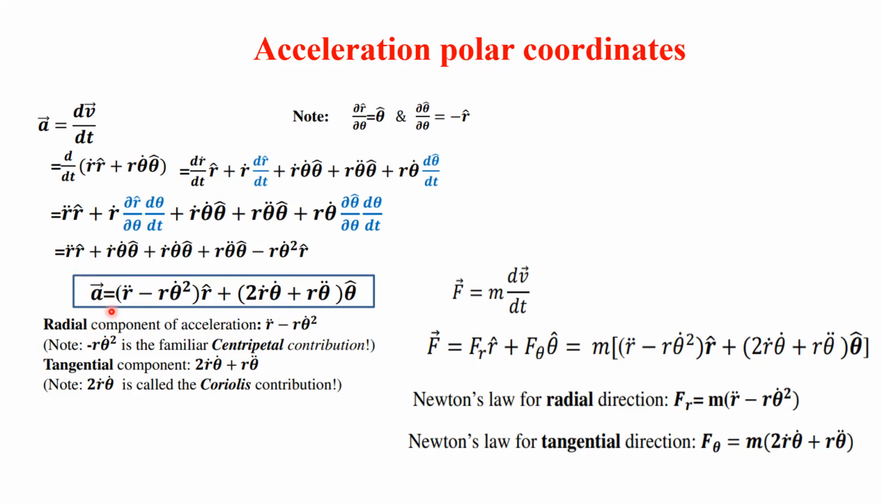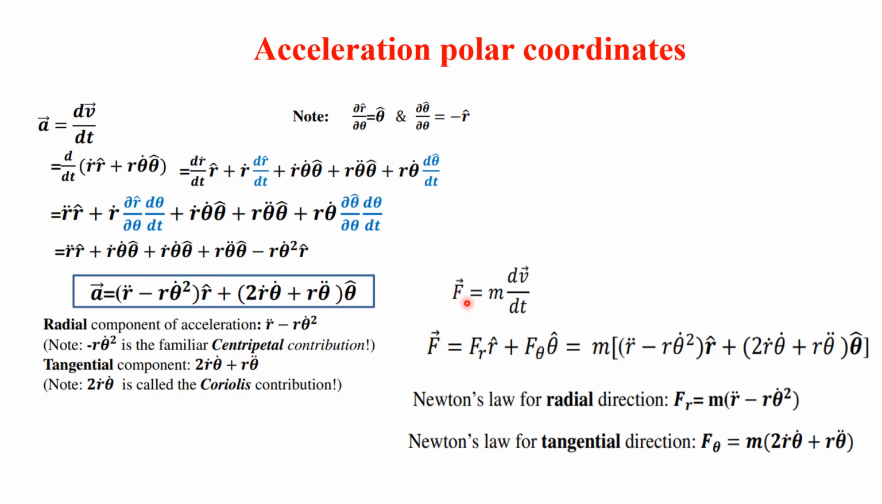For this acceleration also, we have a radial component, given by R double dot minus R into theta dot square, and the tangential component is 2 R dot theta dot plus R into theta double dot. That gives you the tangential component of the acceleration. This minus R theta dot square is the familiar centripetal contribution, and 2 R dot theta dot is called the Coriolis contribution.